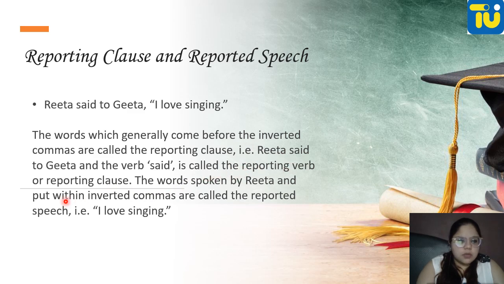Is called the reporting verb or reporting clause. The words spoken by Rita and put within inverted commas are called the reported speech. So this, I love singing, is the reported speech. So you need to be very clear about this. What is your reporting verb and what is your reported speech? Because the reporting verb changes to something else in the indirect speech, and your reported speech is again converted into another kind of sentence.